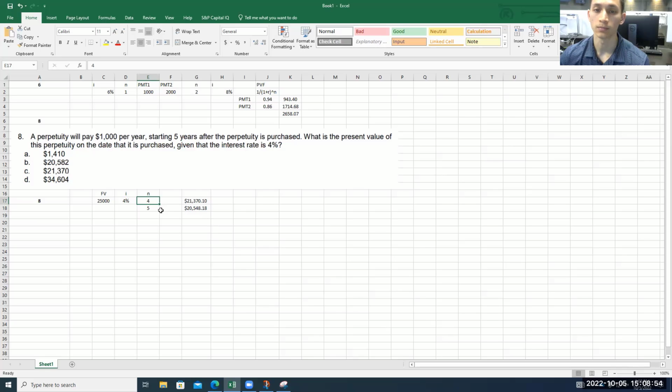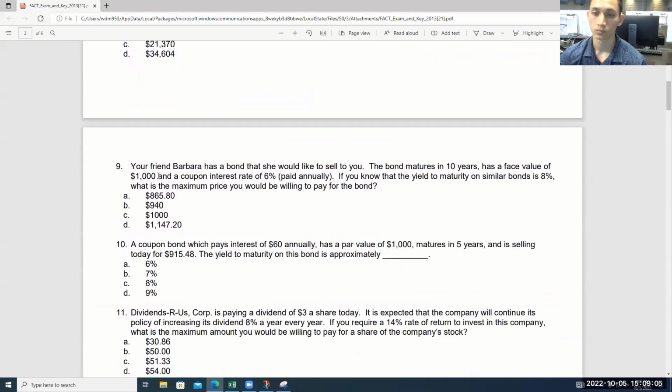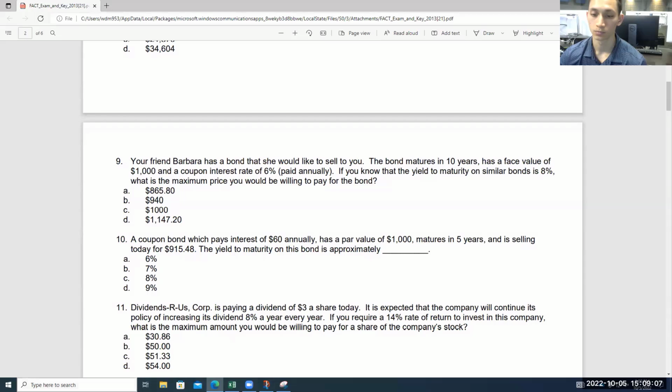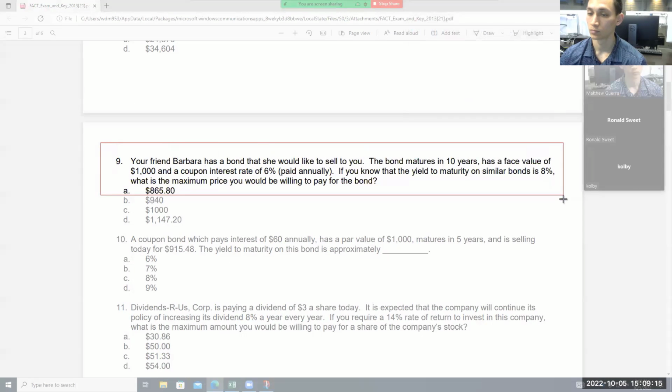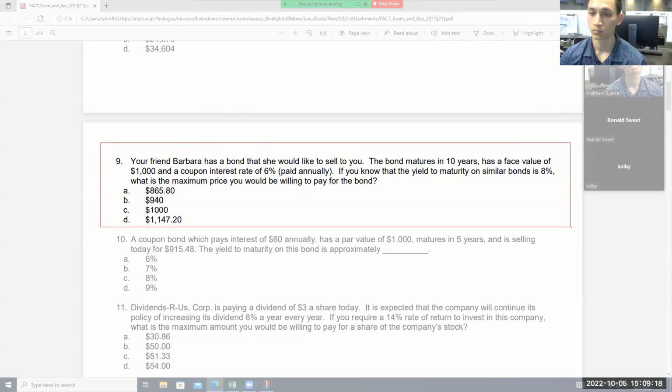Yeah, this one gave me a lot of problems compared to the other ones. Yeah, that's starting 5 years after it's purchased. That sure sounds like in the 5 remain. If it said starting in year 5, because year 2 is 1 year from now.